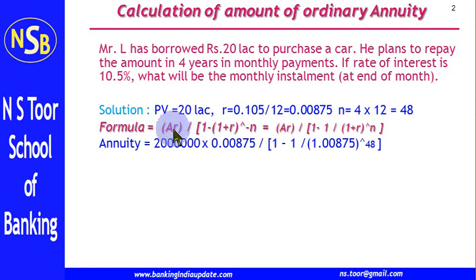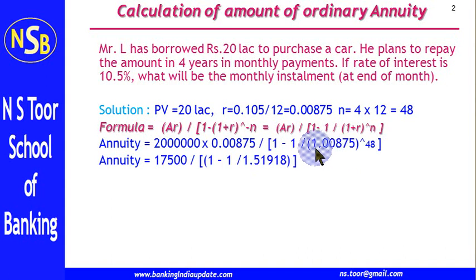Now we shall insert the values in this formula. So here we have the present value, that is 20 lakh. This is the rate of interest. Then this is 1 minus 1 divided by (1 plus rate of interest) raised to the power 48. Now we shall simplify this equation. 20 lakh multiplied by the rate gives us 17,500. (1 plus rate of interest) raised to the power N, 48, gives us this value.